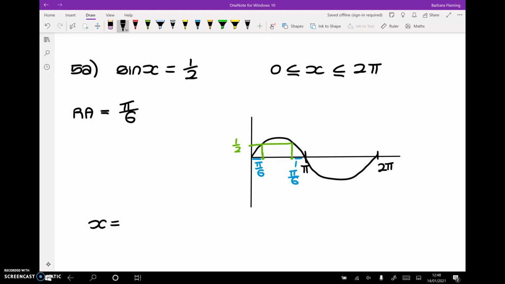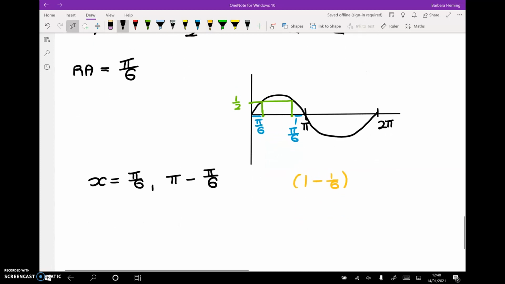So our solutions are x equals pi/6 and pi take away pi/6. Again, think about this with numbers. Think about that as 1 take away a sixth, and you're left with 5/6. And that is you done.